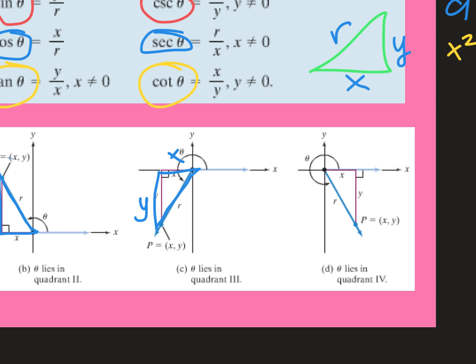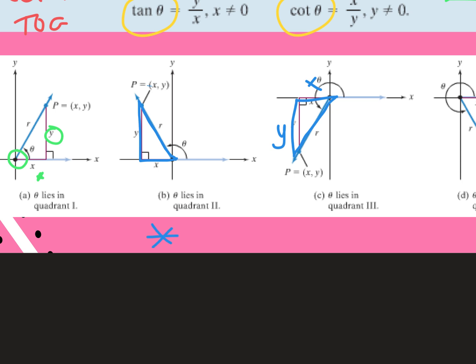Okay, one thing I want you guys to write down here. This is so super important. R is always what kind of a number?